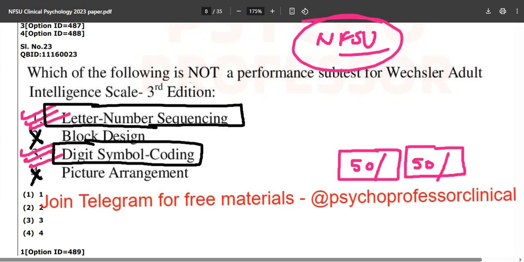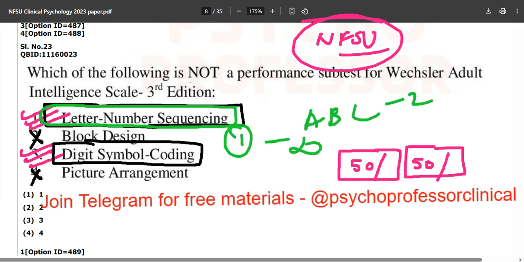So I hope you would have answered this. The correct option is option number 1, letter number sequencing, because letters may be A, B, C, D till Z and numbers can be 1 to infinity. Okay, whenever, wherever you can count till then.